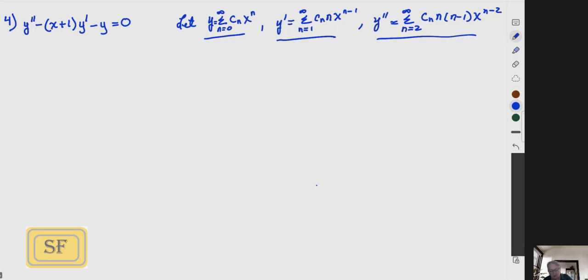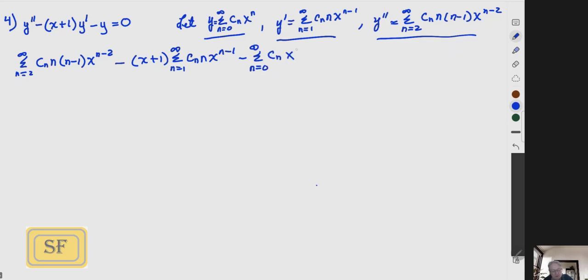We'll substitute into the equation, and that will give me the sum as n goes from 2 to infinity, c sub n times n times (n minus 1), x to the n minus 2, minus (x plus 1) times y prime, which is the sum as n goes from 1 to infinity, c sub n times n times x to the n minus 1, minus y, which is the sum as n goes from 0 to infinity, c sub n x to the n. And all of this is equal to 0.